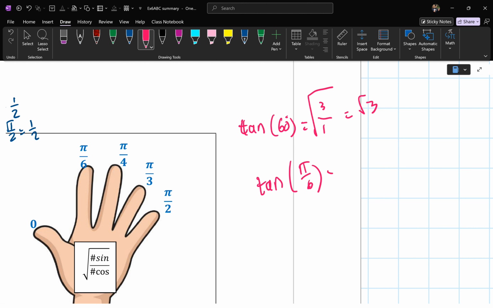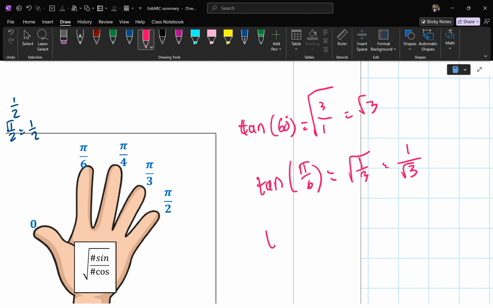Let's do another one. Tan of pi on 6. Let's have a go. Root 1 on... sorry, on 3, yes. So you take the root of the number of sine fingers, I've got 1, over the number of cos fingers, I've got 3. Conveniently, we do know what root of 1 is. Root of 1 is just 1. Root of 3, I don't know. So the answer must be 1 on root 3.